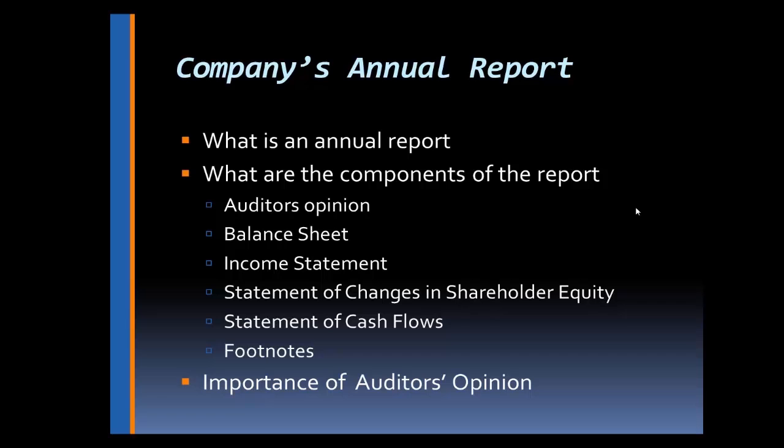You'll see the auditor's opinion, the balance sheet, the income statement, the statement of changes in stockholders' equity, and the statement of cash flows. There are the four basic financial statements. Plus, attached to them are footnotes. Footnotes are explanations of items in the financial statements that need additional clarification for the reader to totally understand what has occurred in the financial statements themselves.